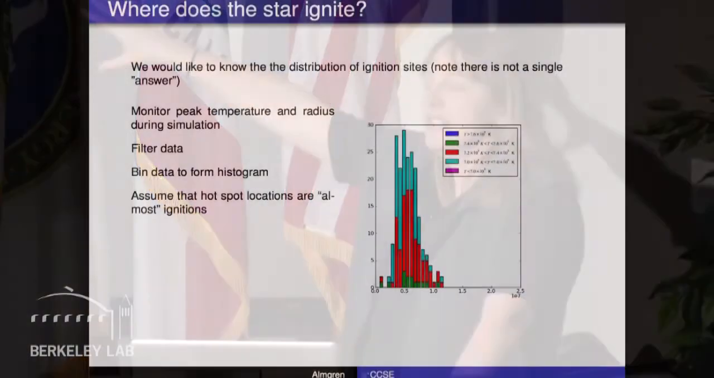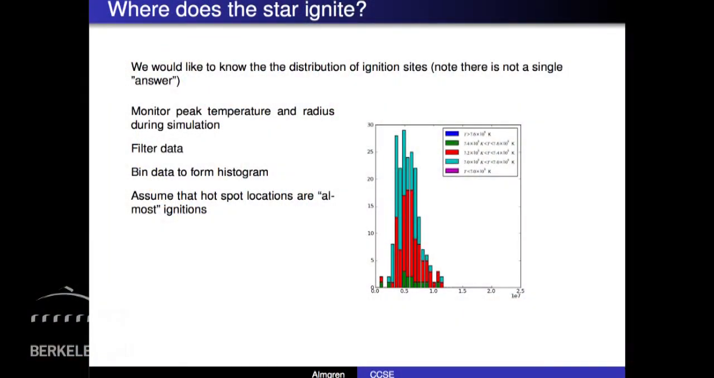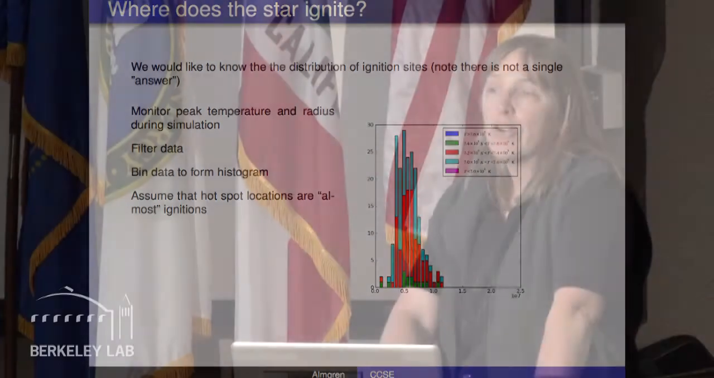And so what we did is, through the simulation, we monitored the peak temperature and where it was. And we made this histogram. We filtered this, we binned the data, and what you're seeing here is the color coding by temperature. What this shows you is that the hot spots occur in a relatively narrow band of radii. And so you can say with some confidence that the supernova is most likely to ignite somewhere around 0.5 times 10 to the 7 centimeters from the center of the star. This is something that had not been known at all.